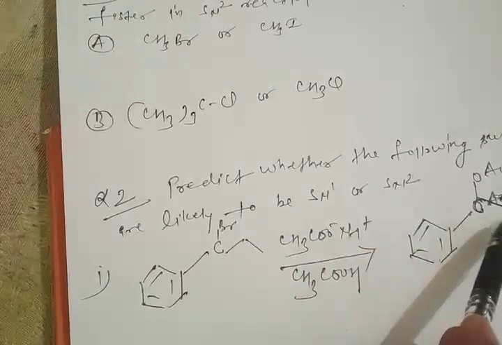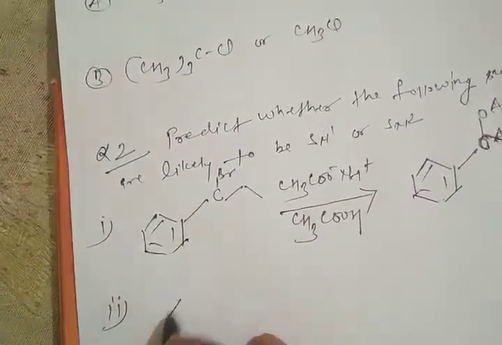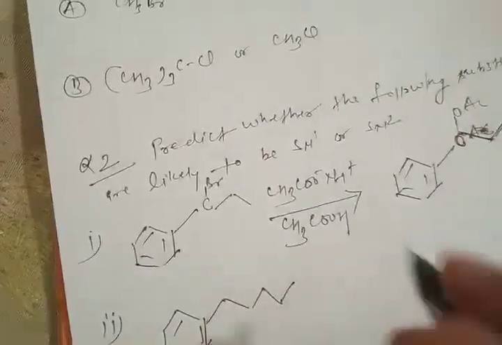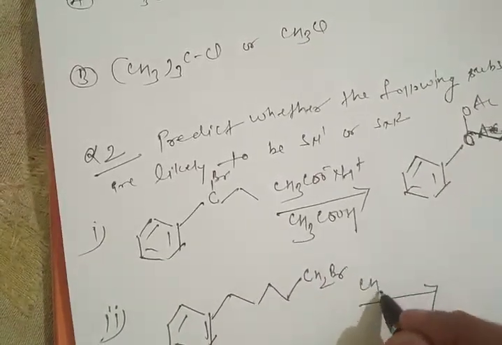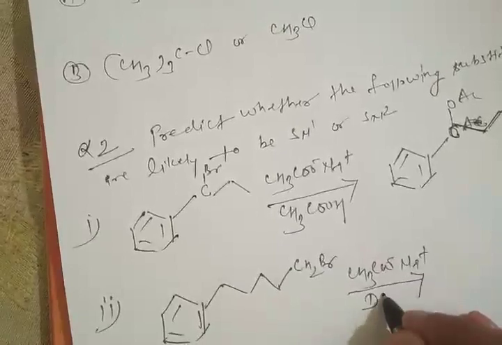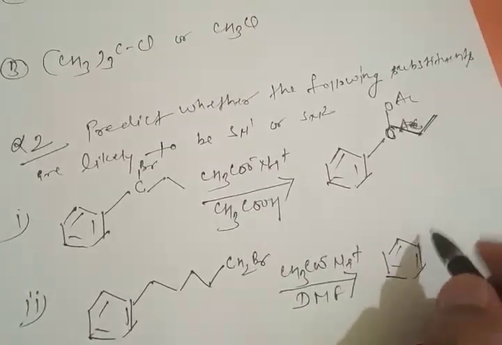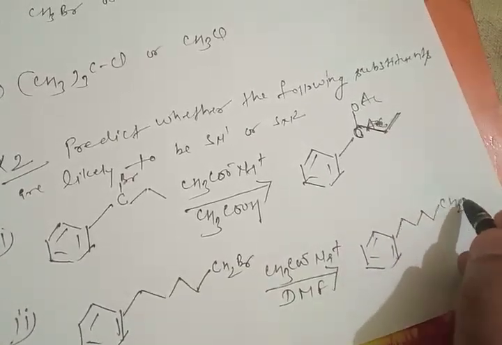Only Br is replaced by OAc. And the second substituent you have been given is CH2Br, and here again CH3COO negative Na positive, and here DMF, dimethyl formamide, and the product is CH2OAc, acetyl. So these are the two questions.